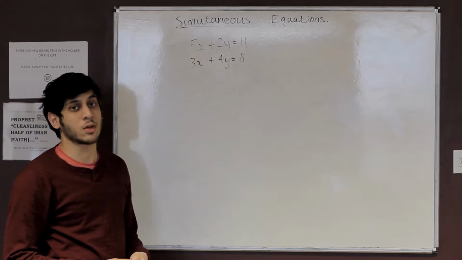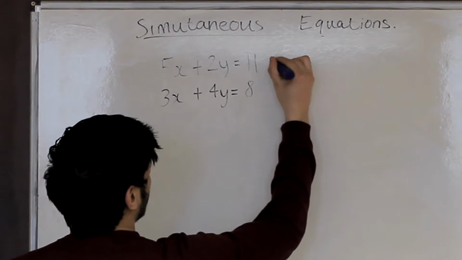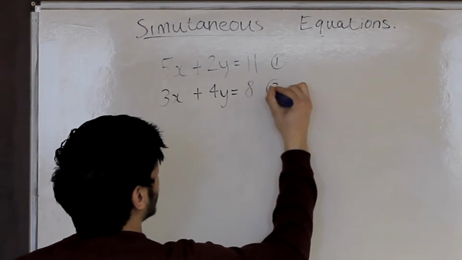When you first come across simultaneous equations, the best thing to do is just quickly number the equations. So this is going to be our first equation, and this is going to be our second equation.